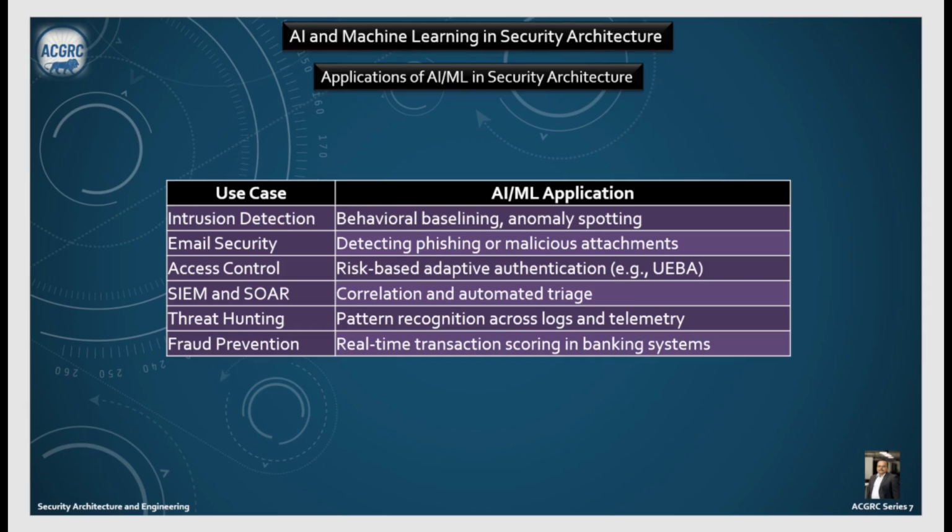Application of AI ML in security architecture. It helps with intrusion detection, email security, access control, SIEM and SOAR, threat hunting, and fraud prevention. So, using AI ML applications, they can create behavioral baselines and thereby spot any anomalies. It helps in detecting phishing and malicious attachments. It helps with risk based adaptive authentication. It helps with correlation and automatic triage. It helps with pattern recognition across logs and telemetry. It helps with real time transaction scoring in banking systems.